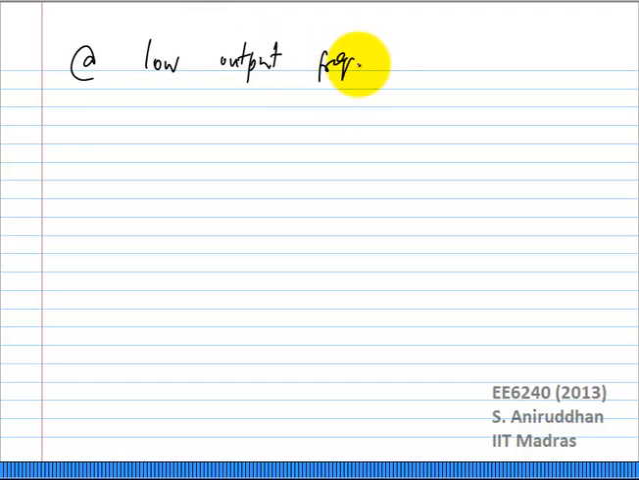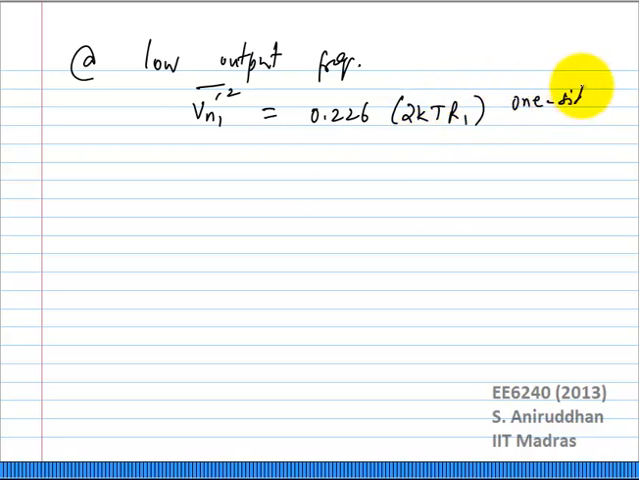So for low output frequencies, we can arrive at an approximation for this. Normally, if the IF is very small, or if you have a direct conversion receiver, Vn prime 1 squared is nothing but the one-sided noise, 0.226 times 2 kT R1.